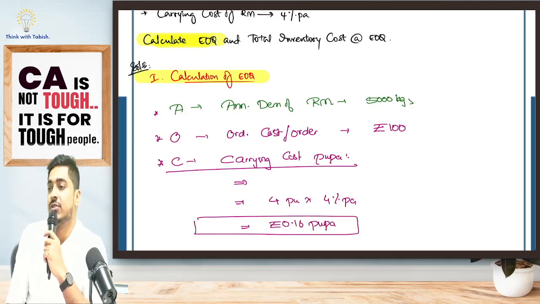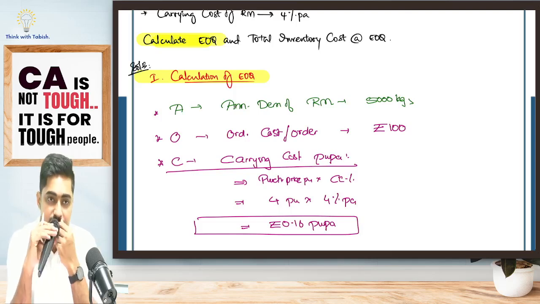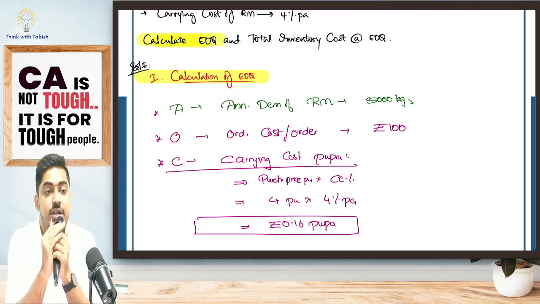Should we write the formula? Not necessary. But sir, we want to write the formula. Okay, 4 rupees is the purchase price, into 4%, which is the carrying cost percent. Simple. Is this clear, everyone? I hope you have written it down. Yes or no, everyone? Perfect.